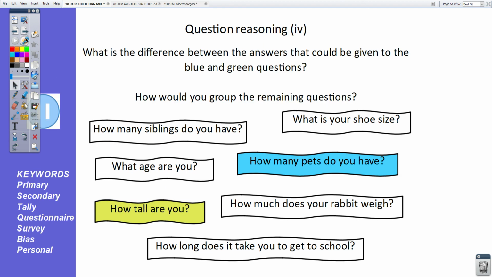Moving on. What's the difference between the answers that could be given to the blue and the green questions, and how would you group the remaining questions? So pause the video and have a go at answering these, please. Unpause it when you're ready to check.